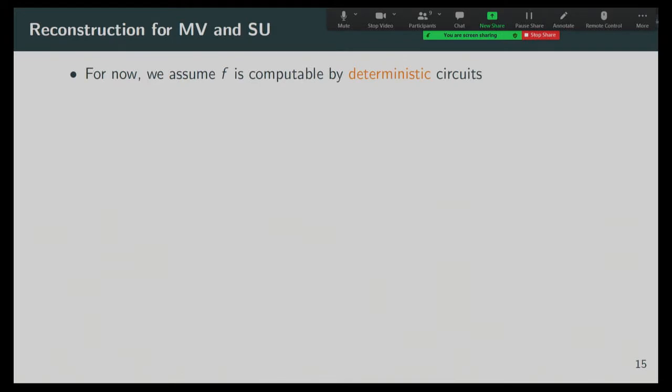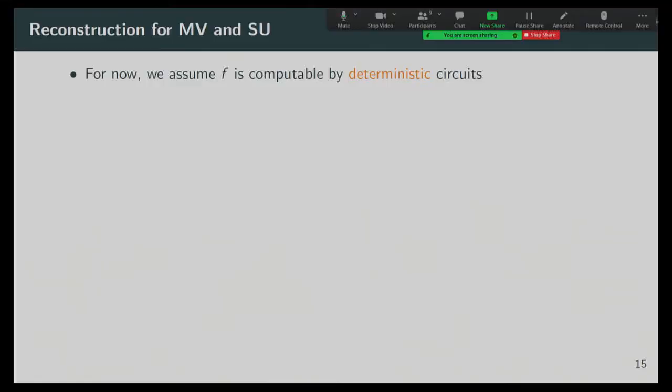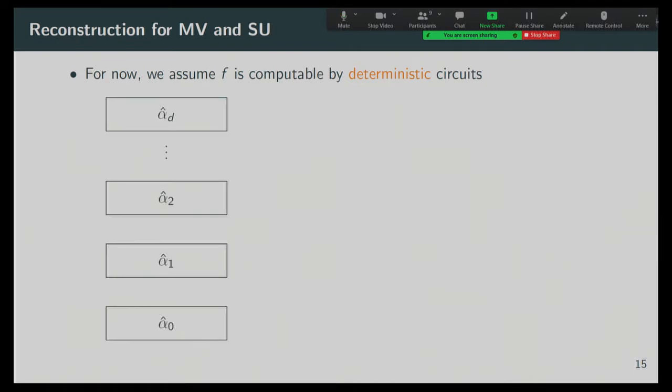Okay, so what about the reconstruction, right? For now, we'll be assuming that f is computable by deterministic circuits, for simplicity, and later I'll get back to this. And I'll talk about the reconstruction for MV and SU because they are similar, right? So it starts essentially the same, right? We have the circuit C0 that computes the first polynomial, and we can use it together with the downward self-reduction to compute all of the advice we need to build a circuit for C1, right? And then we run the MV or the SU reconstruction and obtain the circuit C1, right?